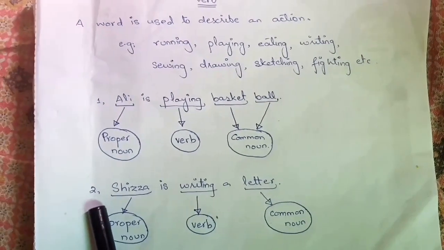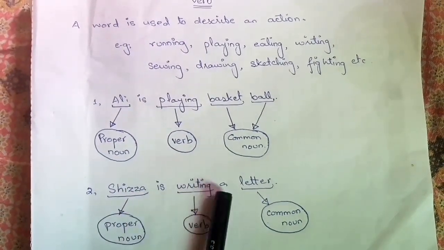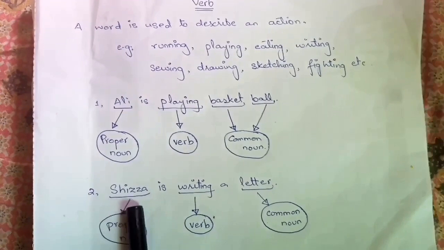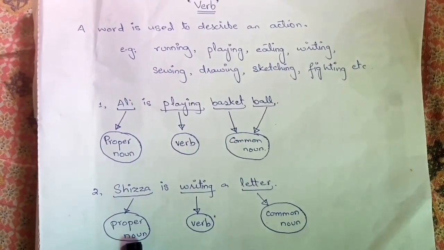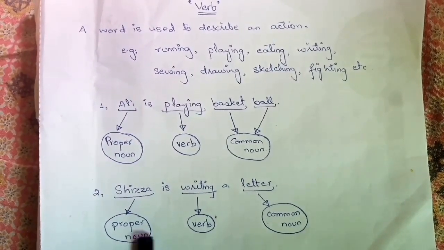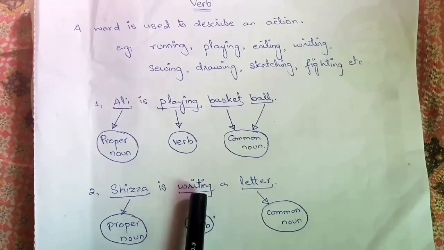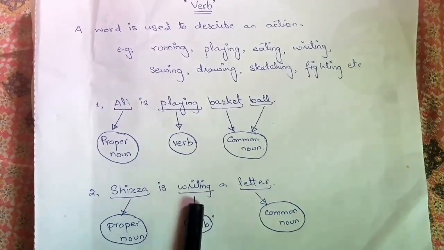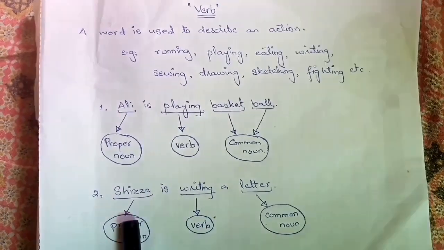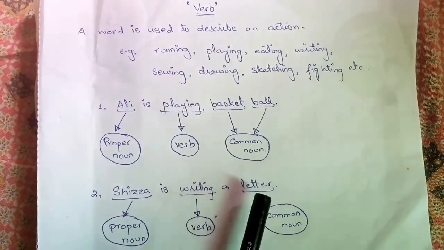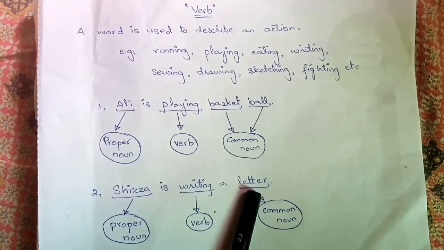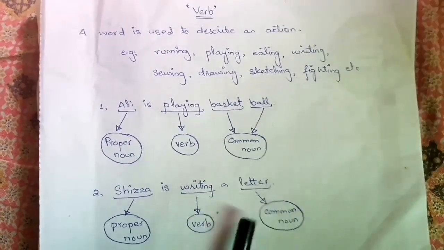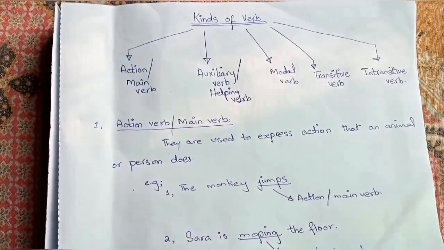Coming towards the second example, which is Shiza is writing a letter. Over here, Shiza is a proper noun because it's a particular name. Secondly, writing is a verb. Why? Because it is work done by Shiza. This is an action. The other word is letter. Letter is also a common noun.